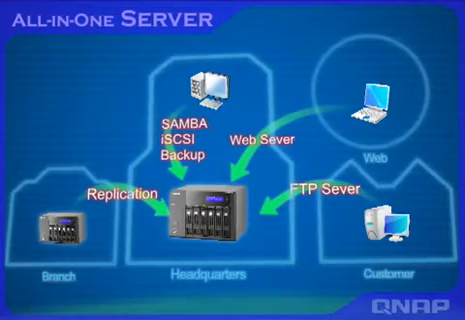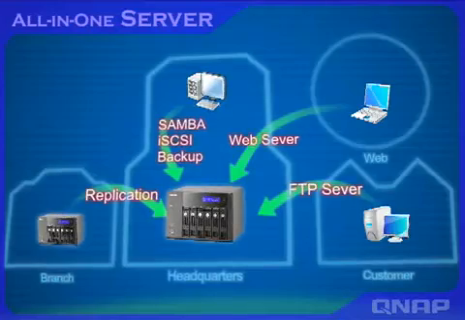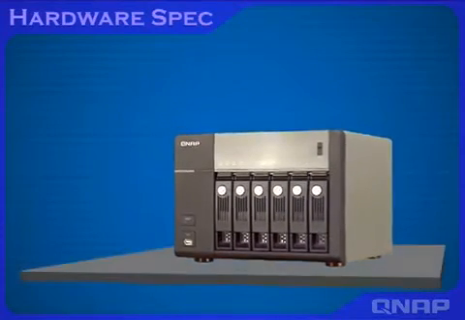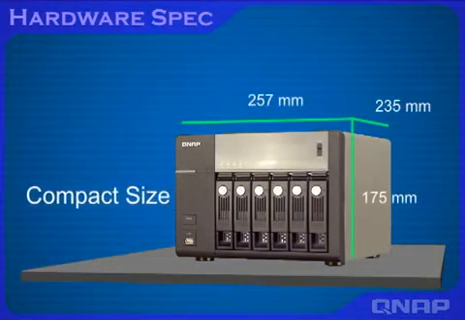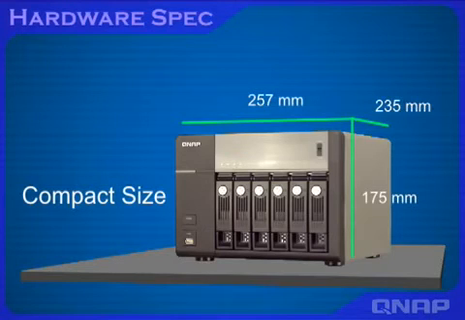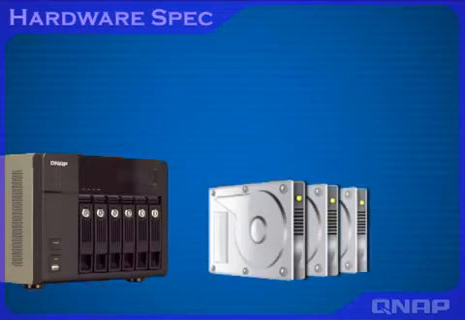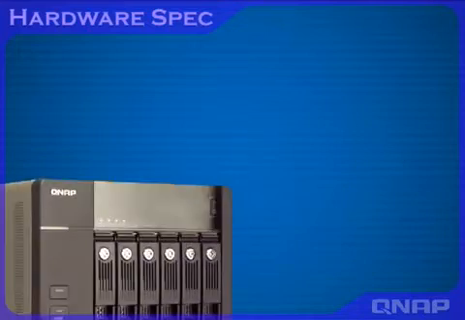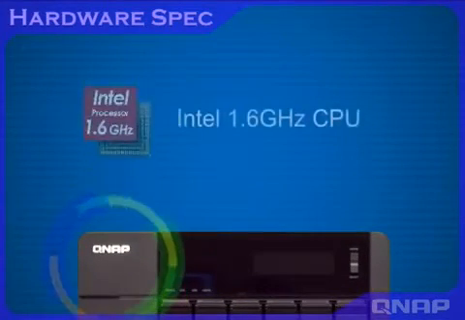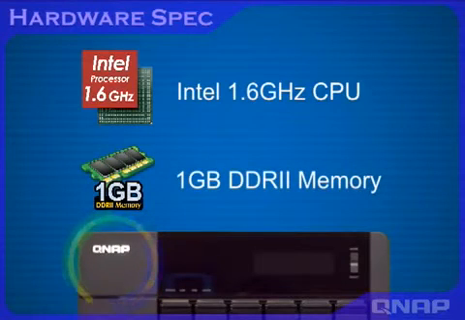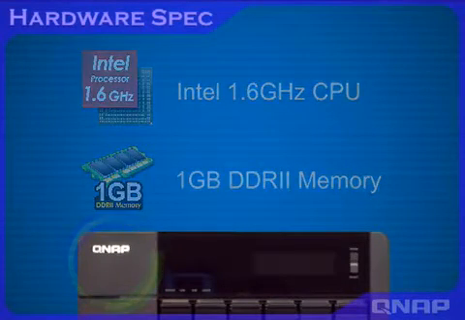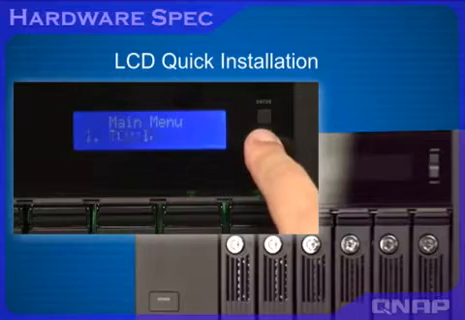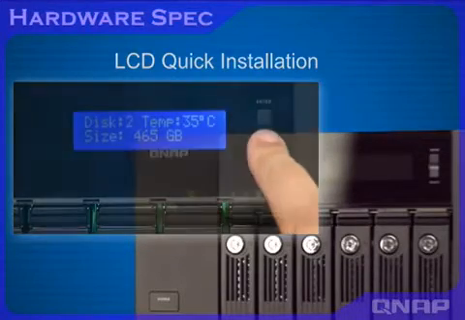The TS-639 Pro is an all-in-one storage solution for business. It is a compact size server which takes up little space in your office. You can install up to 6 hard drives in the NAS. With a powerful Intel 1.6 GHz CPU and 1 GB DDR2 memory, the NAS can deliver superior performance. You can use the handy LCD to finish the first-time installation and view the basic information of the NAS.